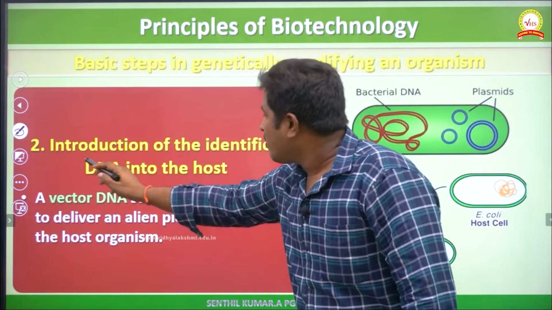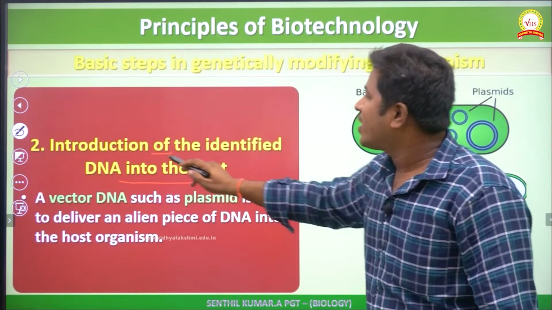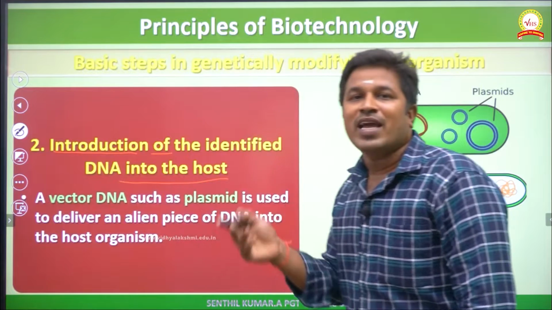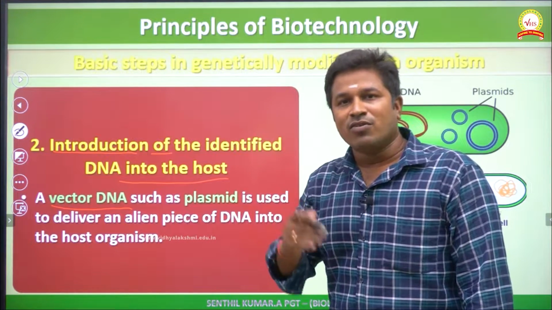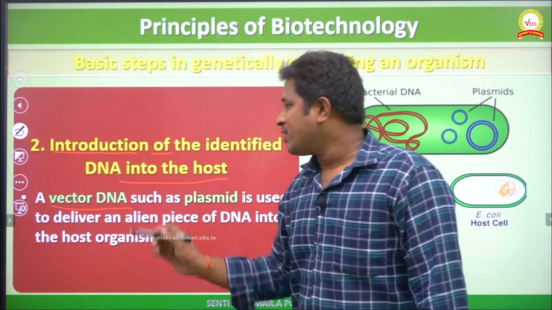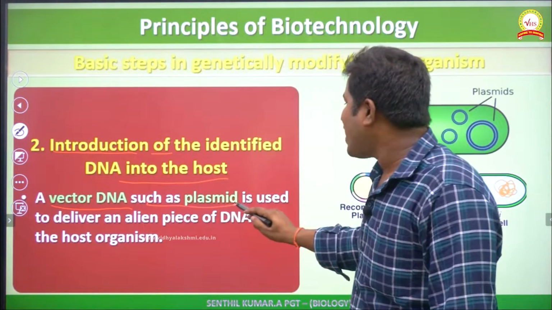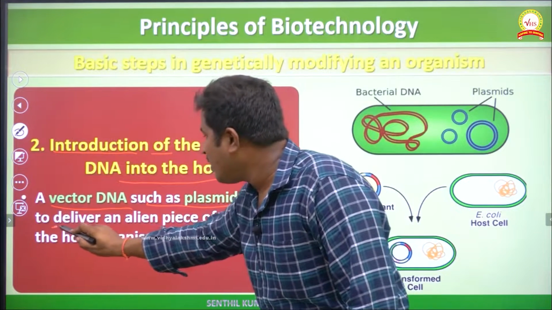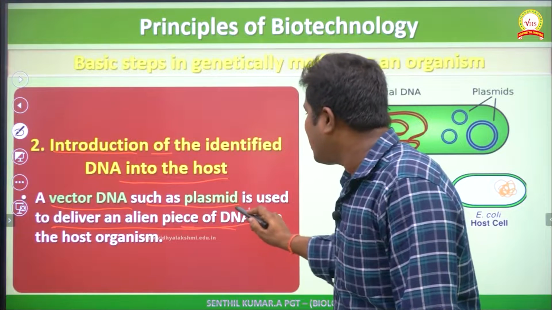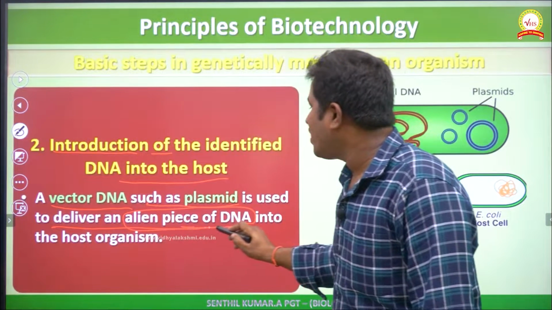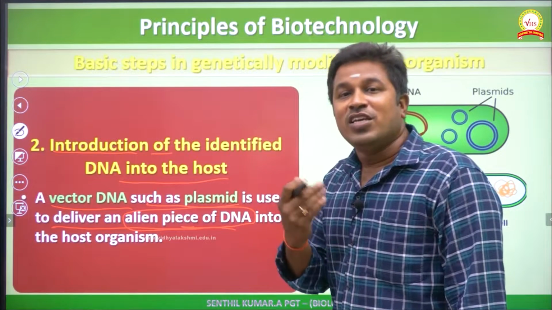Next, the introduction of the identified DNA into the host. How can we introduce, how can we transfer? We also need a particular vector to transport our gene of interest. So here, a vector DNA such as a plasmid is used to deliver an alien piece of DNA. The alien piece of DNA is nothing but our desired gene or our gene of interest.